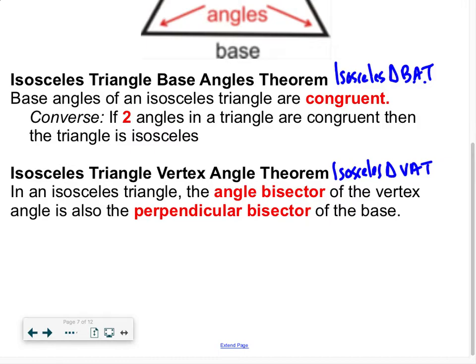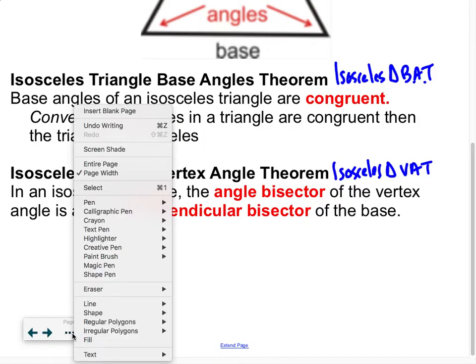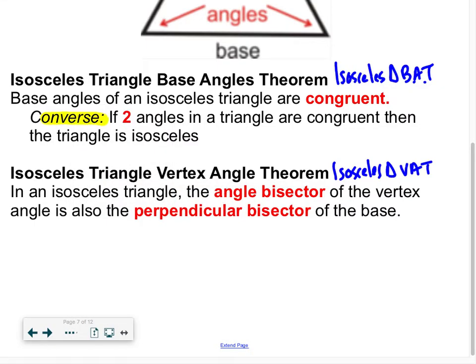The first one you're going to use a lot whenever you're solving for measures. This second one you're going to use a lot whenever we're doing proofs. So the first one is probably going to be our big focus for today. And that's that the base angles are always congruent in an isosceles triangle. And it works both ways. That's why we mentioned the converse here, because you don't always have to see two sides equal in an isosceles triangle. You can actually just see two angles equal in a triangle. And that's enough to justify that it's isosceles as well, now that we have this theorem.